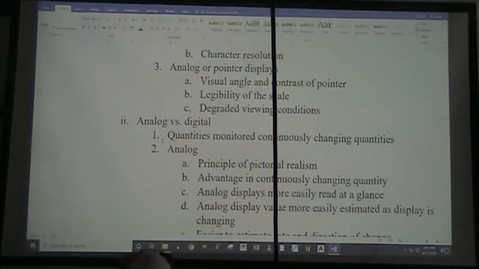If we have analog or some kind of pointer display, we have to keep in mind the visual angle that the person can perceive and the contrast of that pointer. The scale on that analog display has to be legible, right? It does us no good to monitor the pointer if we can't read the numbers or whatever that are behind. And again, we always have to think of degraded viewing conditions.